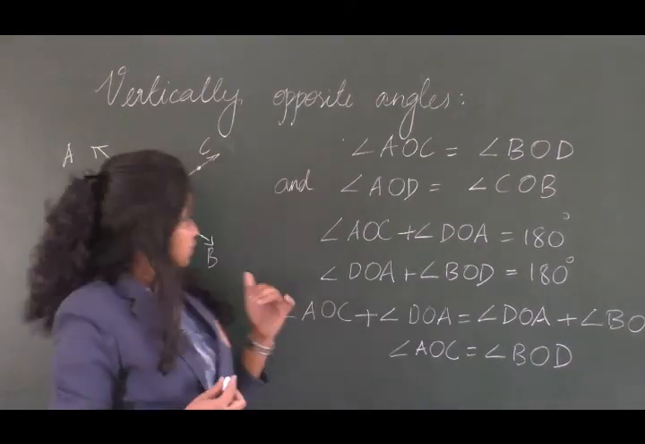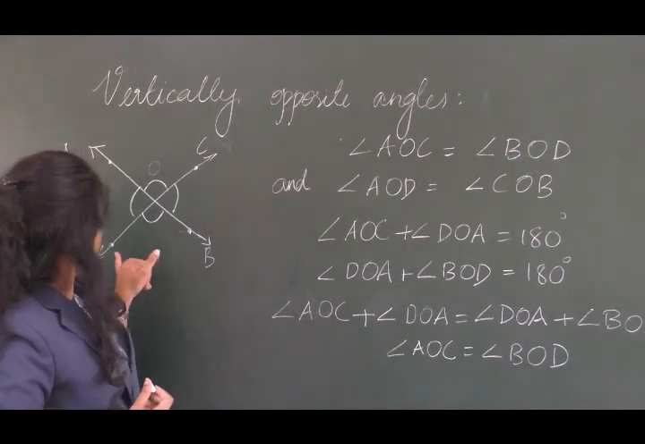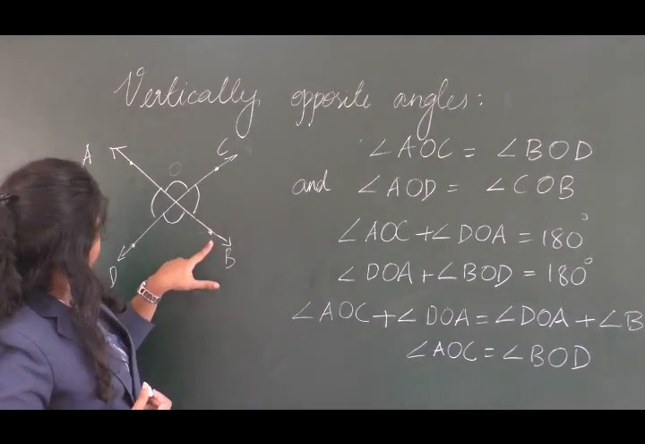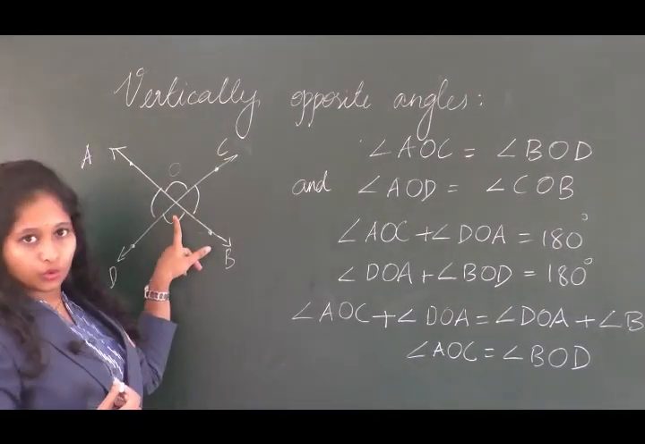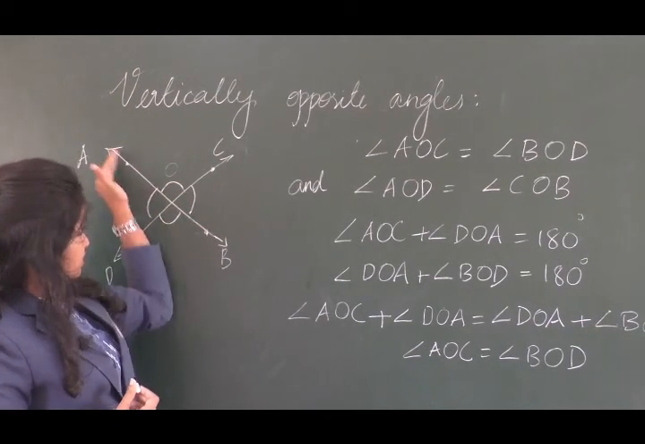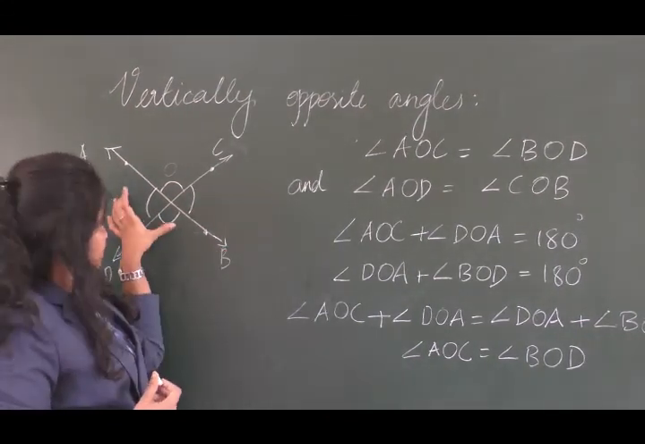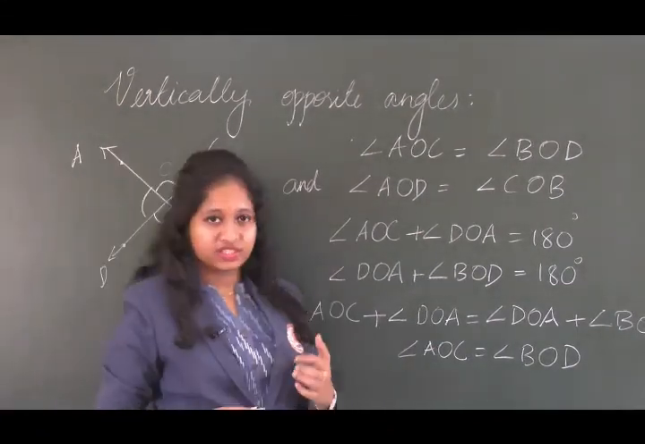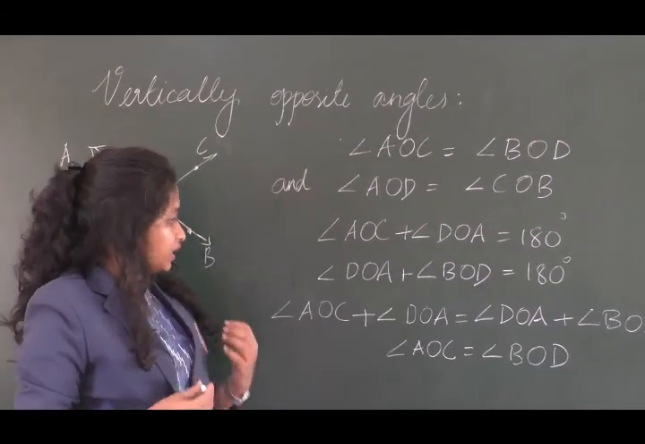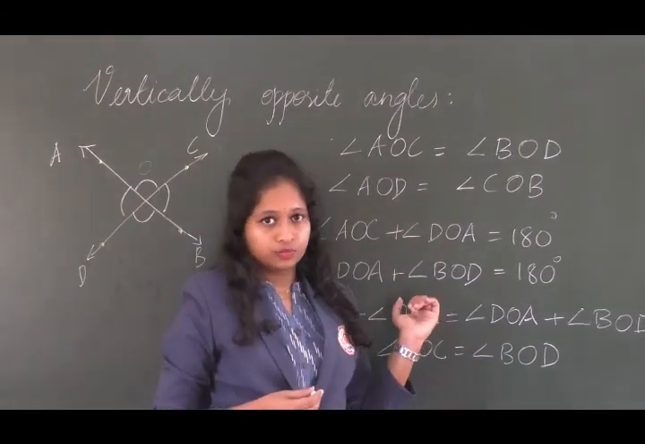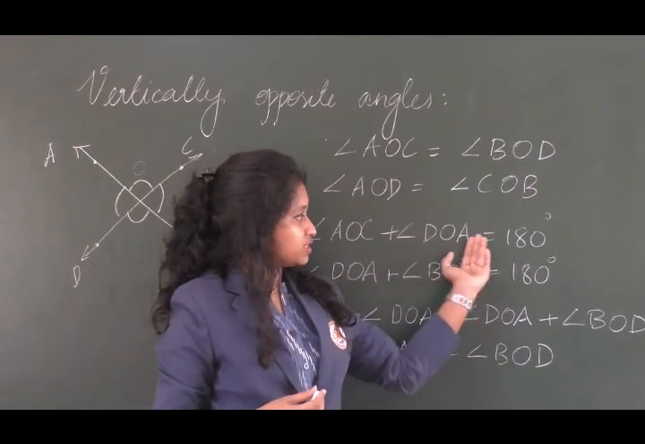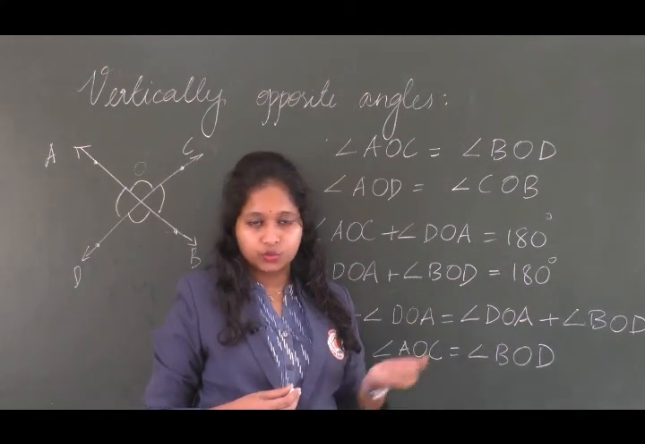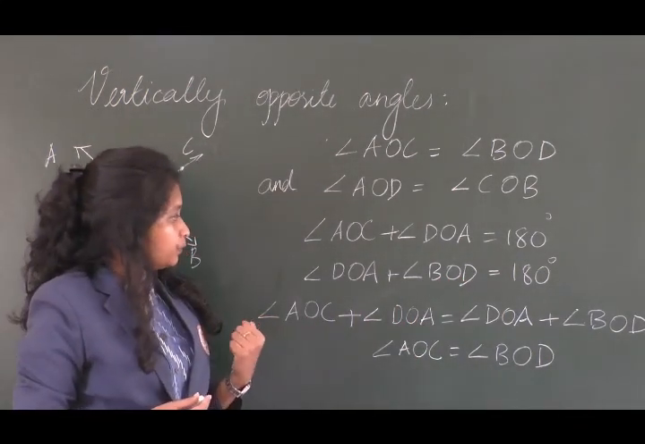Now what else? Angle DOA and angle BOD. DOA and BOD. Since this is the straight line, we can conclude that both of this sum is equal to 180 degree. Okay? And now here if you observe, angle AOC plus angle DOA is equal to 180 degree. Angle DOA plus angle BOD is equal to 180 degree.